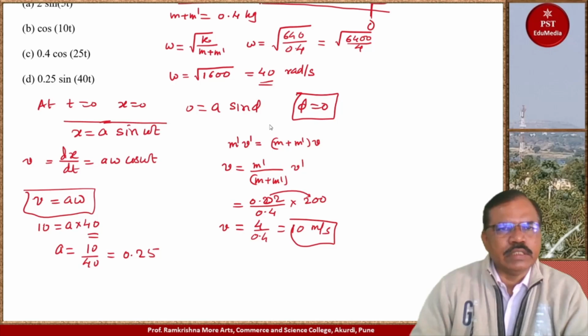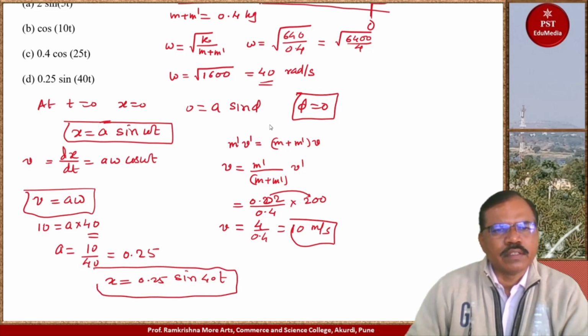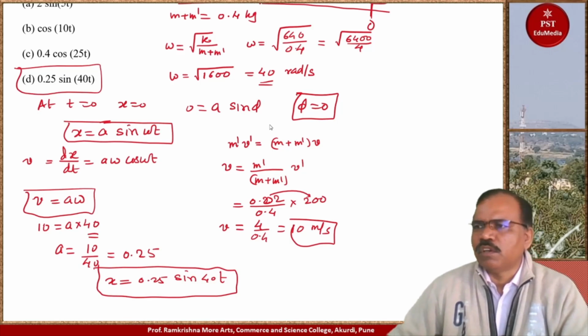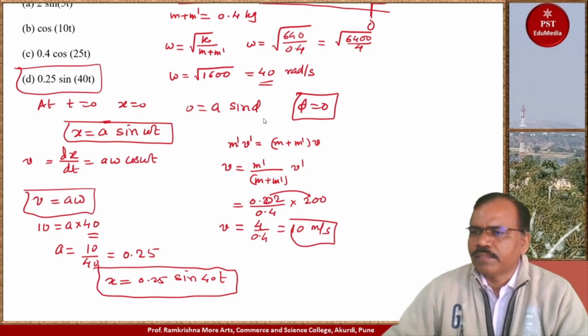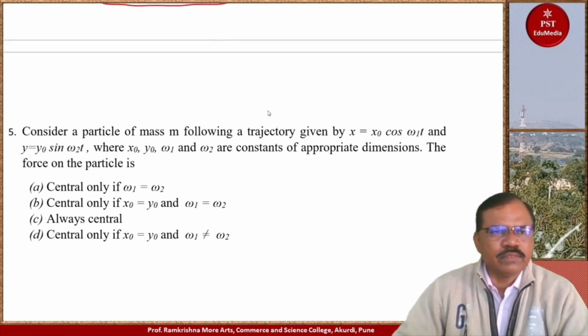Now use this. So x is equal to 0.25 sine 40t. This is the answer. So the last option is correct. Actually, this was asked in the IIT JAM examination. Now we will go to the next one.